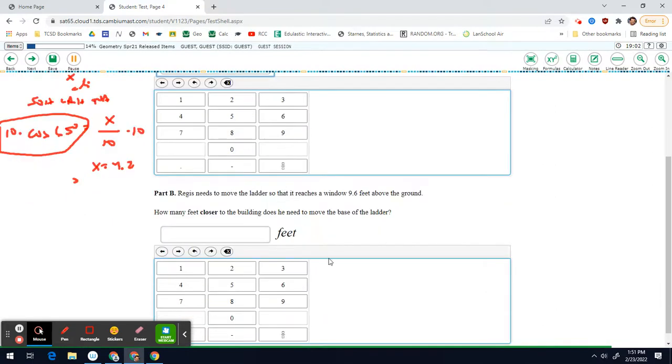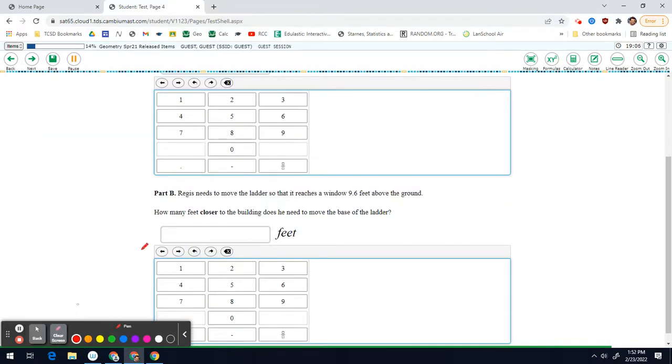So now part B says, okay, let me erase that writing. Now it says, Regis needs to move the ladder so it reaches a window 9.6 feet above the ground. How many feet closer to the building does he need to move the base of the ladder? So now we have another right triangle, okay? So again, here's my ground, here's my wall, here's my ladder, right? My ladder did not change length. It's 10 feet still.